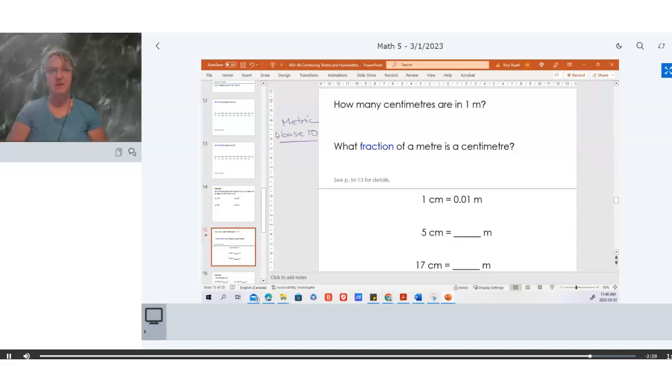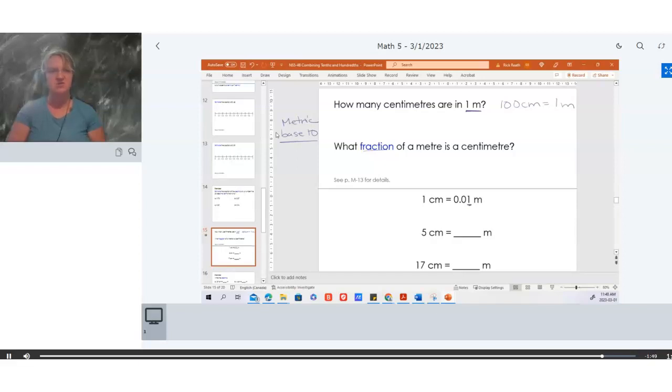So if we look at 1 meter as being our base, just like $1 is the base in our money, and we want to know how many centimeters are in a meter, we know that 100 centimeters equals 1 meter. So what fraction of a meter is a centimeter? 1 centimeter is the same as 1/100th of a meter. So it would take 100 of them.